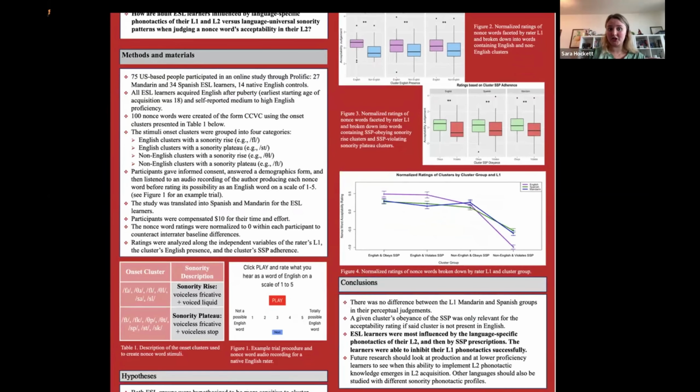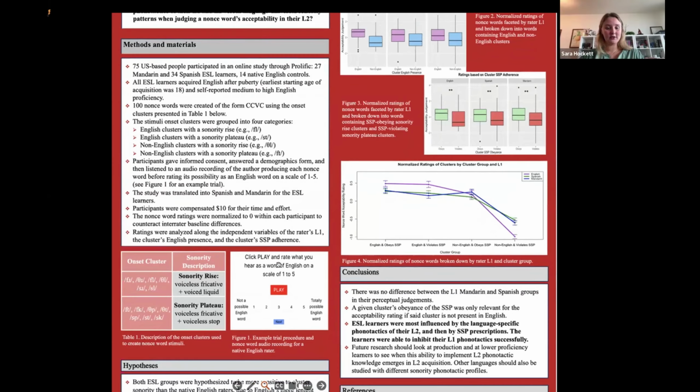Okay, so I had 75 people from the US participate in an online study using Prolific, 27 Mandarin and 34 Spanish ESL learners, and then I also compared them to 14 native English controls. They all learned English after puberty and self-reported medium to high proficiency. Unfortunately, I couldn't get a very good measure of proficiency, but they were all very highly proficient second language learners. And the study was translated into Spanish and Mandarin, so everyone took the study in their L1.